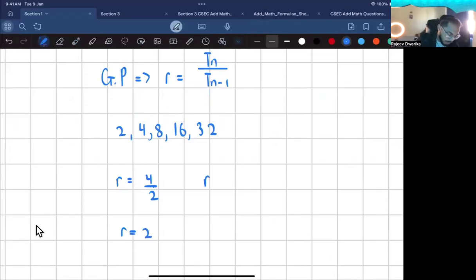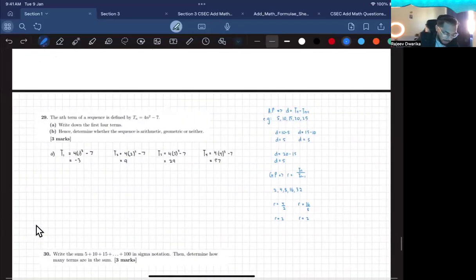Let me try another one. Give me two other numbers to try. Any other numbers? 16 divided by 8. Right. So if it's correct, it should be consistent for at least 2 terms. And yeah, if I say 32 divided by 16, I'll get 2 as well. So that's how you prove if something is a GP or AP.